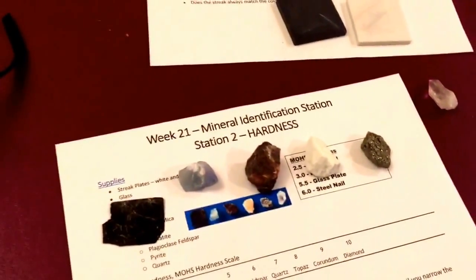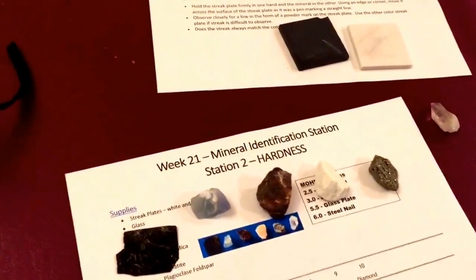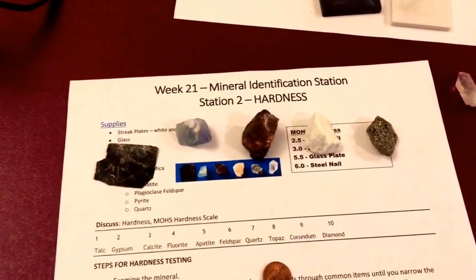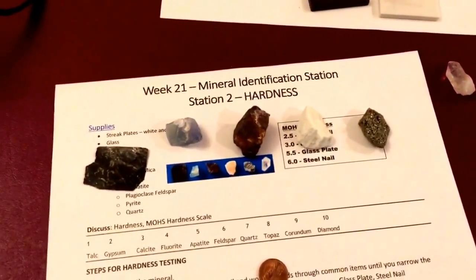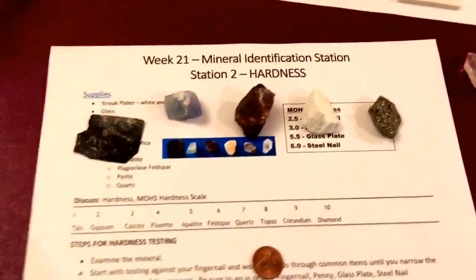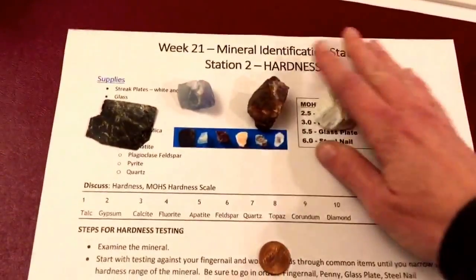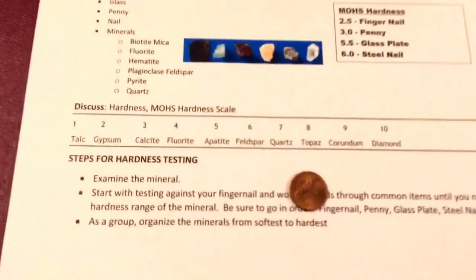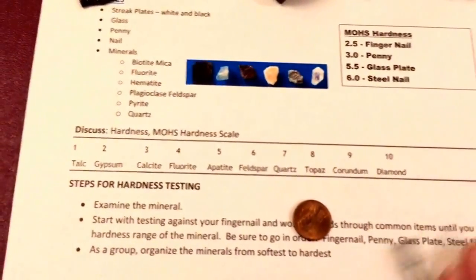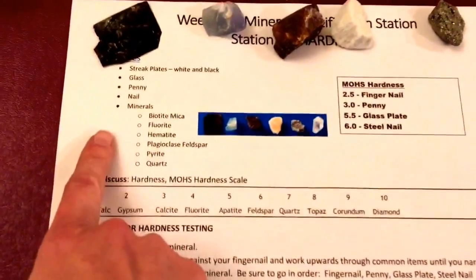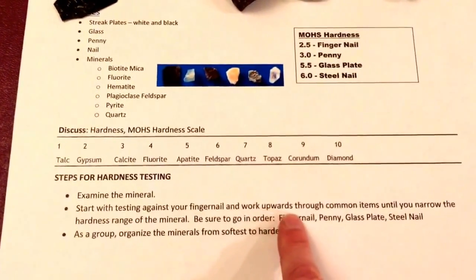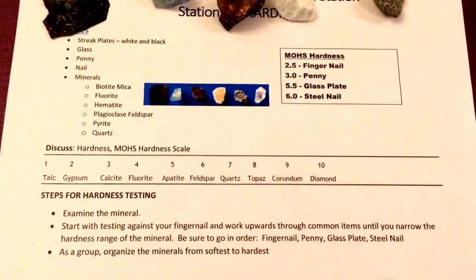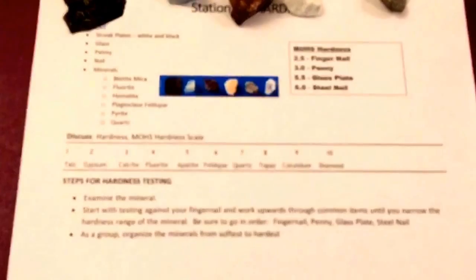And hardness, I found my page, the hardness of the mineral tells us how strong it is against other minerals. And we use the Mohs scale to compare minerals to each other. That was developed in 1812 by scientist Frederick Mohs. So the first thing we're going to do is examine the mineral, and then we're going to start by testing it against our fingernail and work upwards through the common items, these ones right here, fingernail, penny, glass plate, and steel nail, until we narrow the hardness range of the mineral.